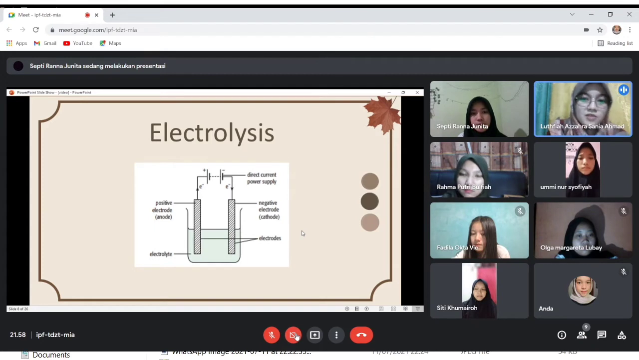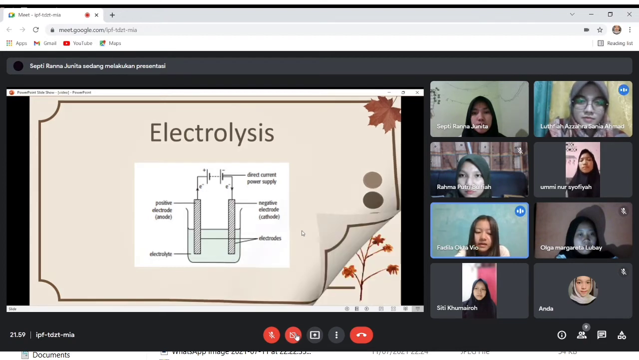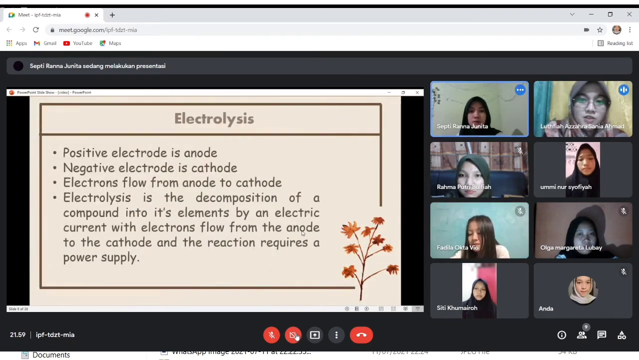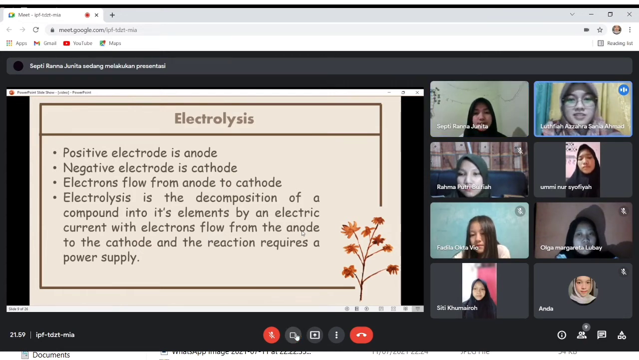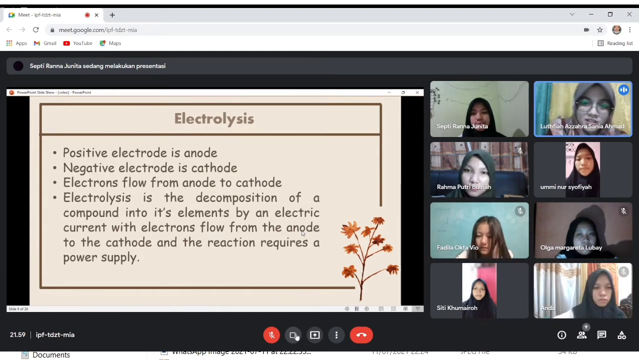Okay, good. Based on this answer, who can conclude what is electrolysis? Miss, electrolysis is the decomposition of a compound into its elements by an electric current with electron flow from the anode to the cathode, and the reaction requires a power supply. That's right. Do you have any question about the electrolysis cells? No, Miss. Okay, next we will discuss about redox reaction in electrolysis. So let's get started by watching this animation.